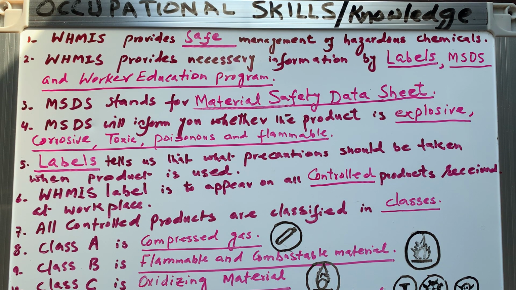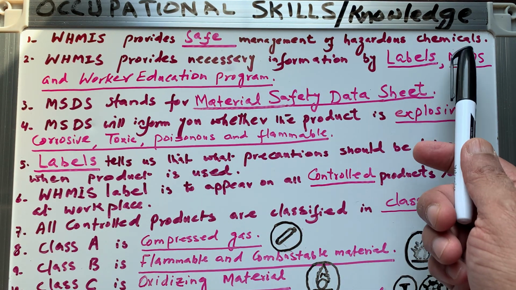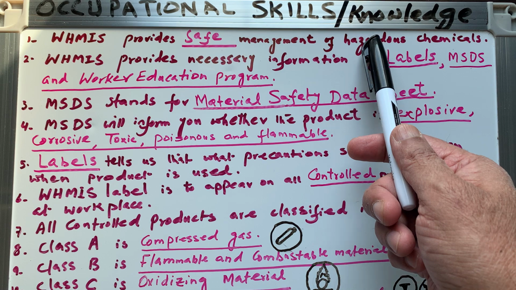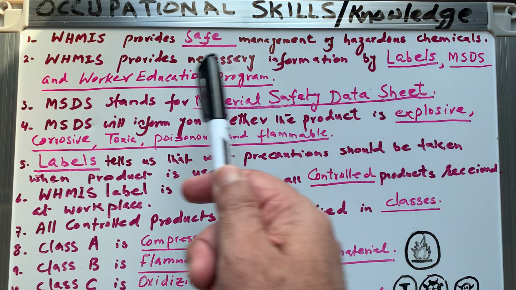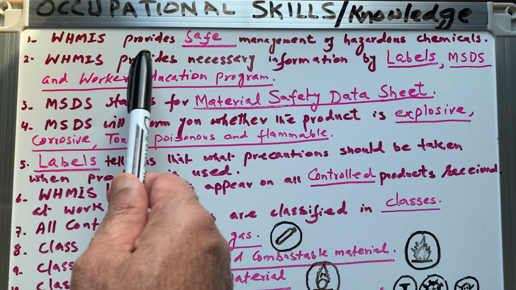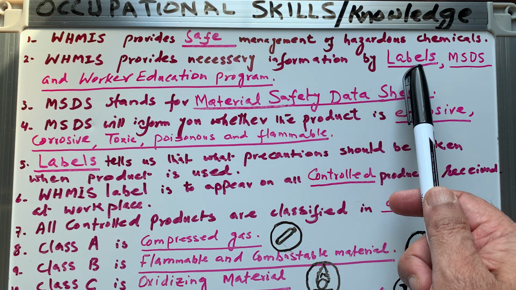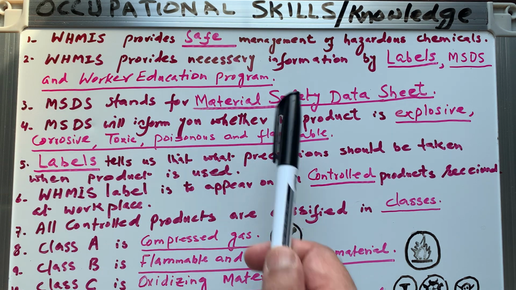WHMIS, the Workplace Hazardous Material Information System, right? What does WHMIS do? WHMIS provides safe management of hazardous chemicals. So all those chemicals which are hazardous and are coming to the workplace, WHMIS is looking after them, and it provides a safe management system. WHMIS provides necessary information. How does it provide information? By labels, MSDS, and workers education program.